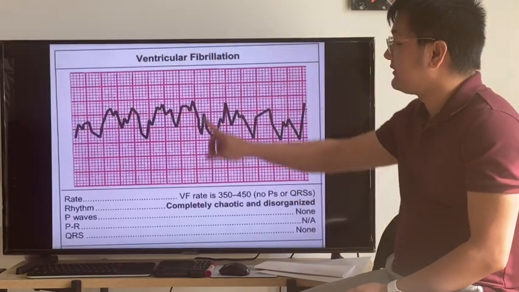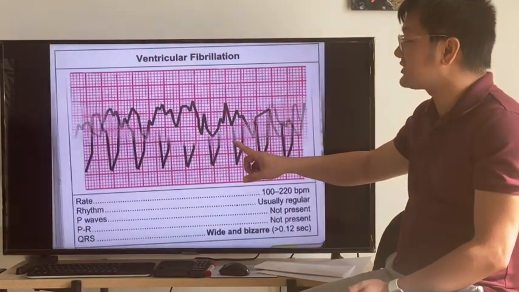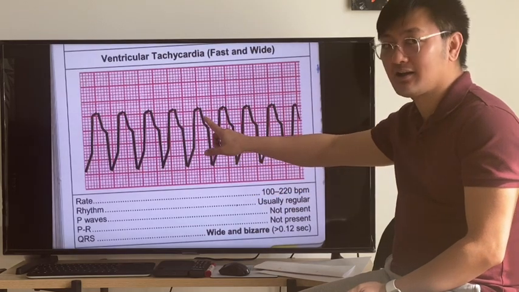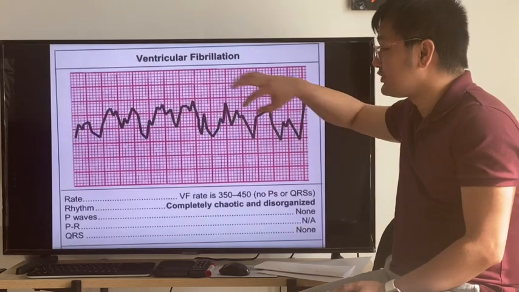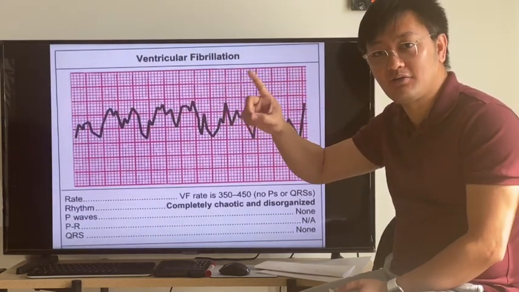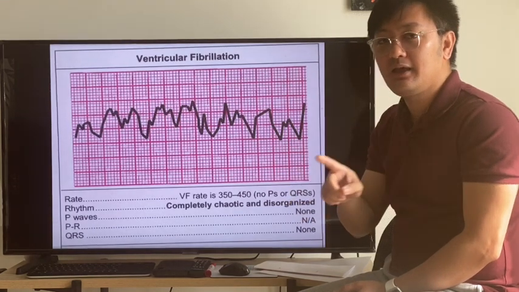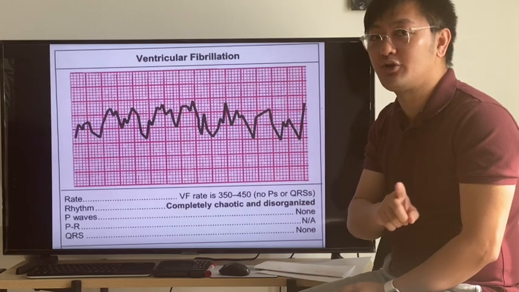Now look, ventricular fibrillation, look at your fibrillation, and look at your VTAC. What's the difference? VTAC, look, with rhythm. Fibrillation, no rhythm. Does it ring a bell? Remember a while ago when I talked about atrial flutter, atrial fibrillation? Atrial flutter with rhythm. Atrial fibrillation, no rhythm.